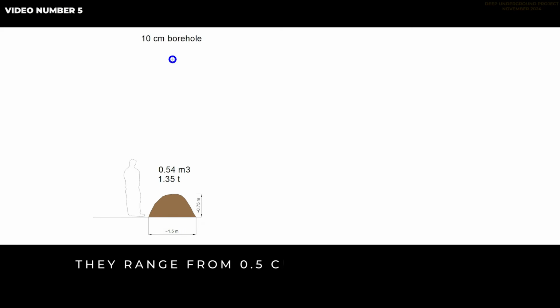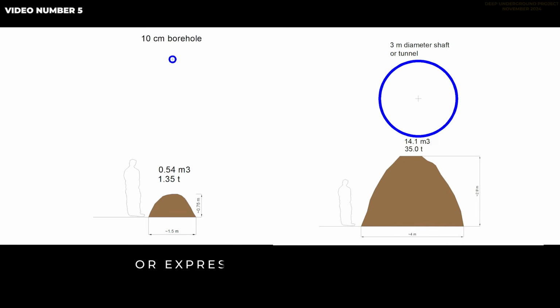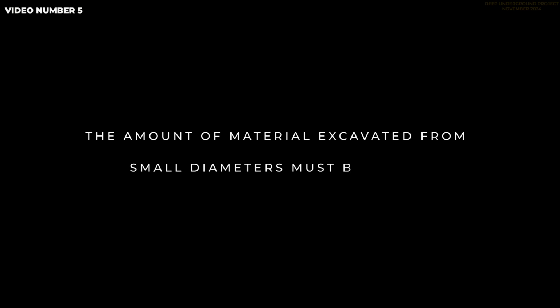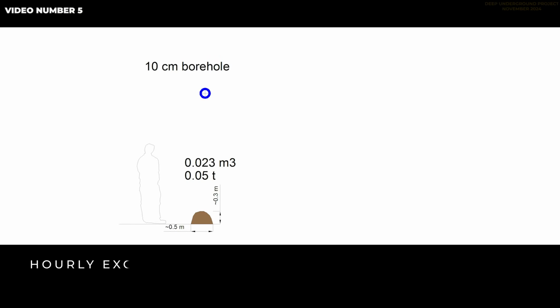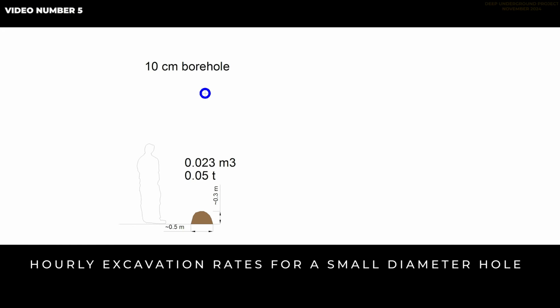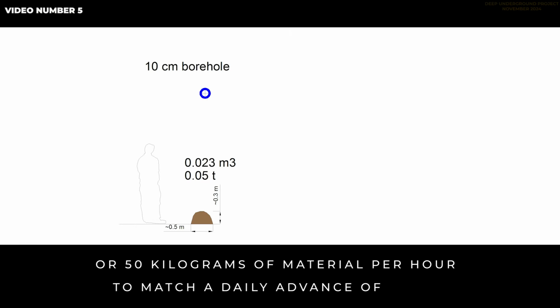They range from 0.5 cubic meters per day to a maximum of 15 cubic meters per day, or expressed in weight units from 1.3 to 35 tons per day. A borehole of 10 centimeters doesn't offer a lot of space. Therefore, the amount of material excavated from small diameters must be small. Since the excavation should be carried out continuously, hourly excavation rates for a small diameter hole are estimated as low as 0.024 cubic meters, or 50 kilograms of material per hour, to match a daily advance of 1.5 centimeters.